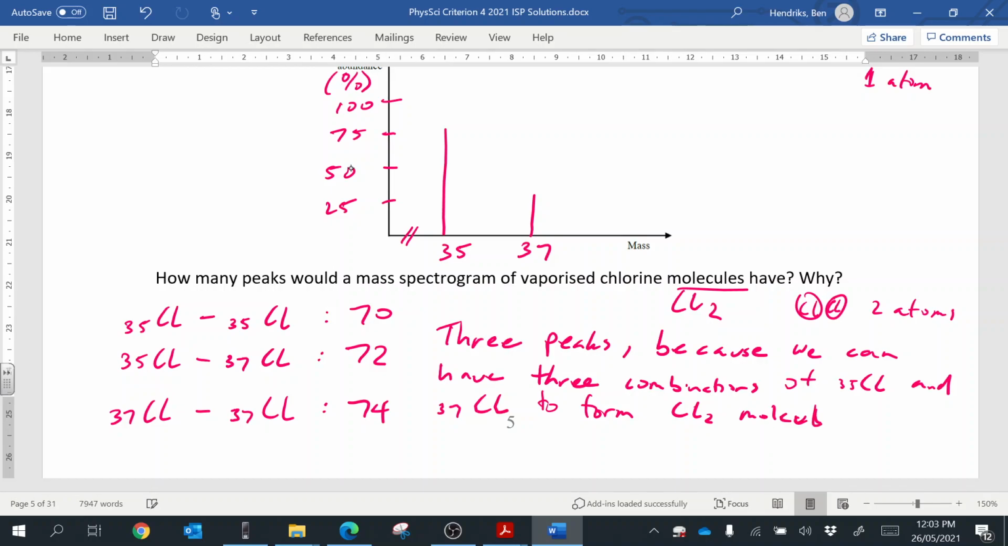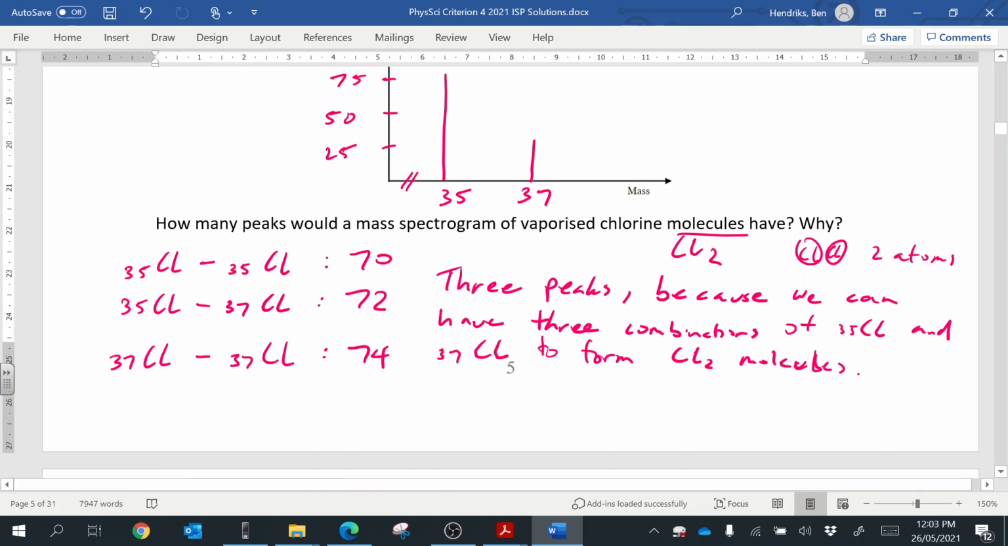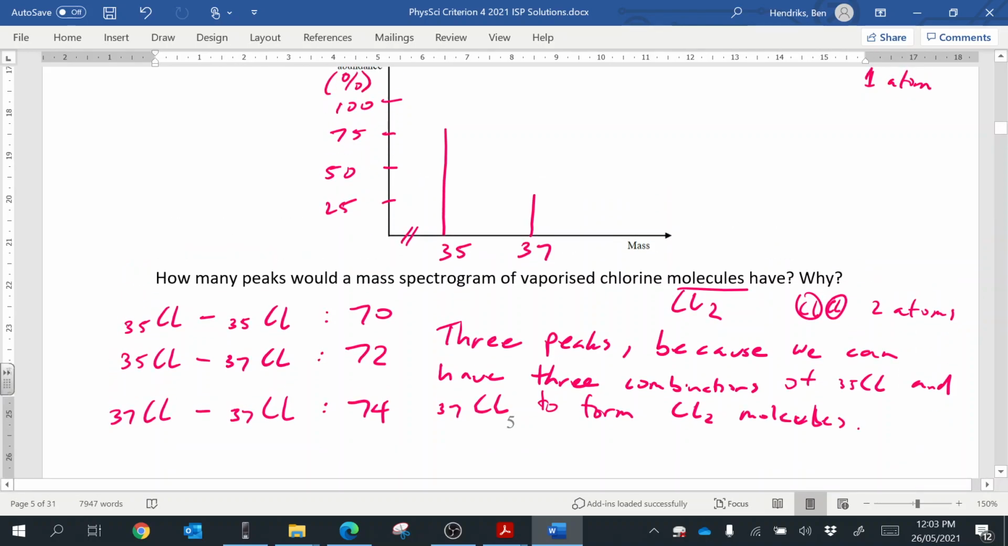And sorry, my handwriting is bad. Okay, so that's why. So that's mass spectrometry, and we'll look at why we want to know these things in the next lecture.